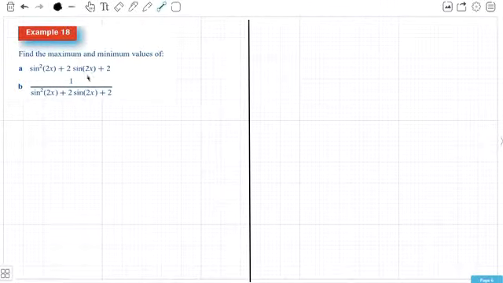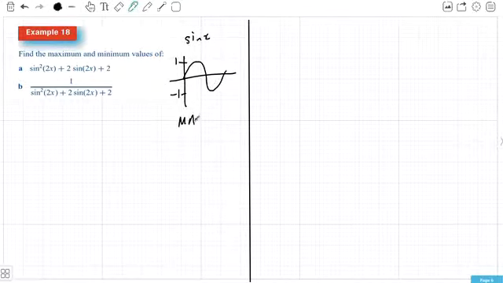Finding maximum and minimum for trig, they usually use the same types of tricks, and that is understanding that for sine and cosine, the maximum and minimum values that those functions get to are positive and negative 1, unless there's some kind of amplitude change at the front. But if we're just looking at sine or cosine, remember that sine's got that kind of shape. It goes up to 1 and down to negative 1. So for sine of x, our maximum value is 1, and our minimum value is negative 1.